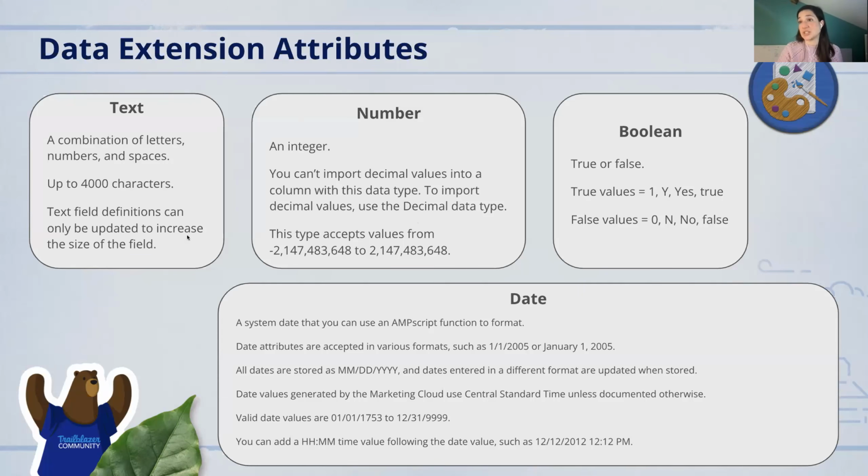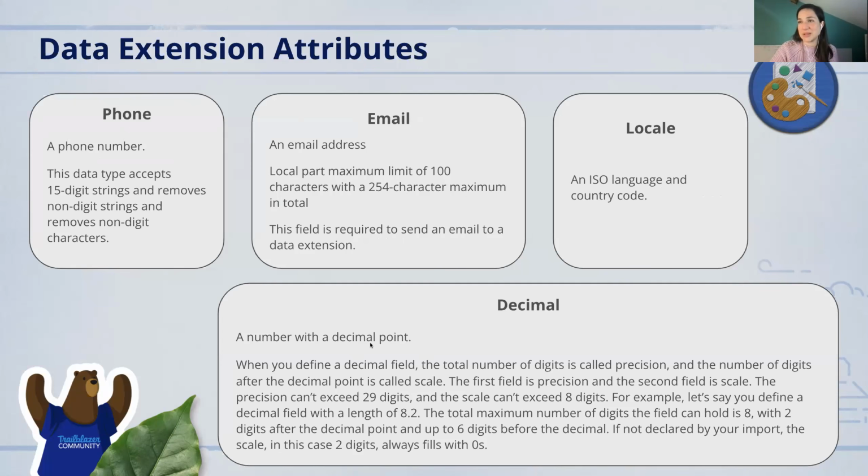So text is just a string of characters. By the way, your subscriber key and your IDs are going to be text fields. Our numbers are just an integer, so those are whole numbers. Our Booleans are true and false, and our dates. So I've put in quite a bit of extra information in here for you, and I know that we're going to be sharing out these slides later, so you can come through and look at all of this later. We won't go too far into it.